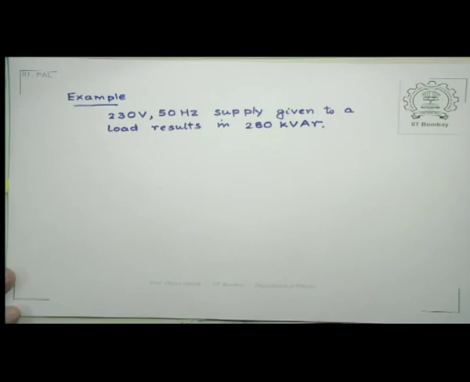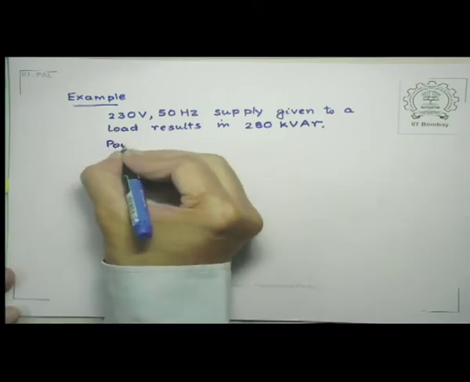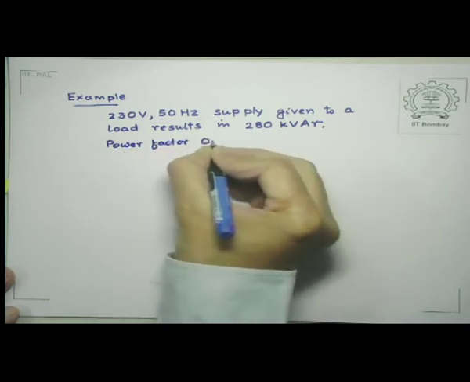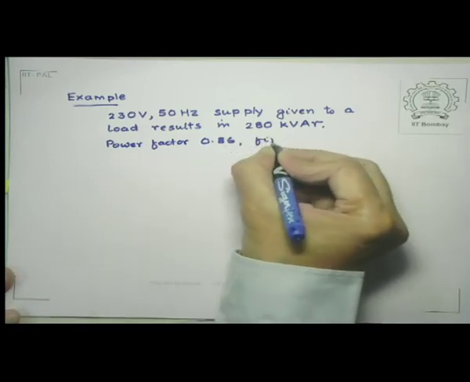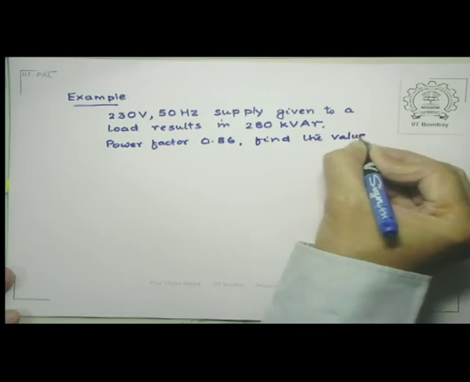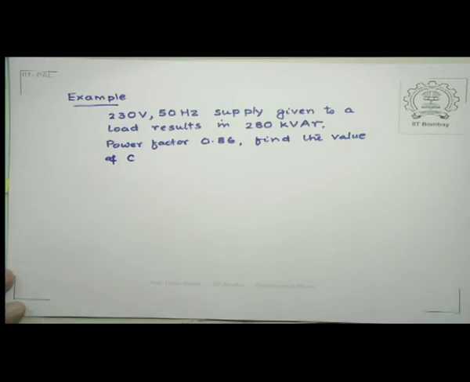Problem is the following, that if the power factor is given to be 0.86, we need to find the value of capacitance which will fully compensate this lagging phase.